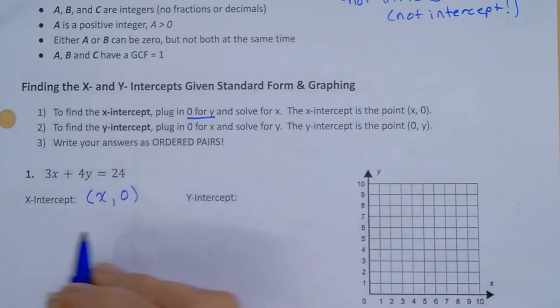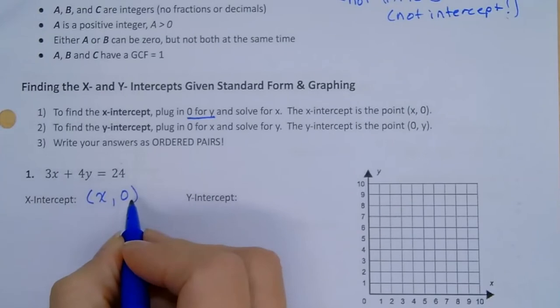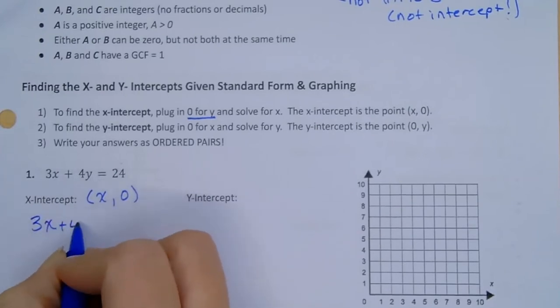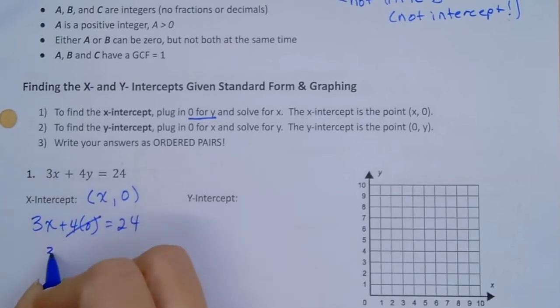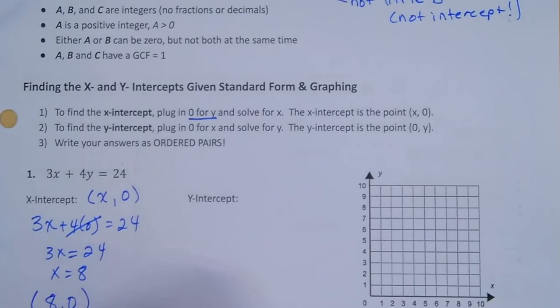All right, if my equation is 3x + 4y = 24, and I know y is 0, that's 3x + 4 times 0 = 24. I know that goes away, so 3x = 24, and x has to be 8. The ordered pair then is going to be (8, 0). That is my x-intercept.